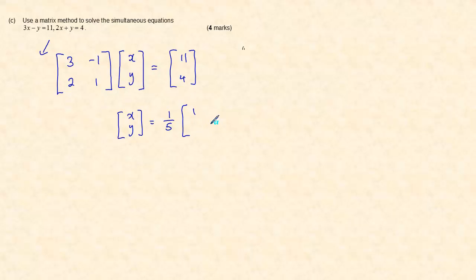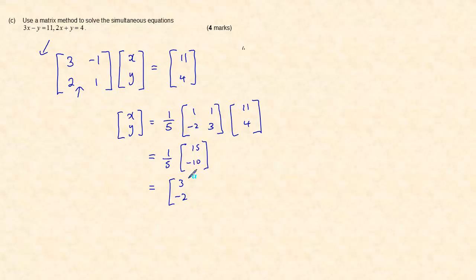Swap the leading diagonal, negatives on the other diagonal, and then we've got the 11, 4 here. So essentially what we've done is multiply both sides on the left by the inverse of this matrix. So that's going to be 1/5 of 11 add 4 is 15. Negative 22 add 12 is negative 10. So that gives me 3, negative 2.